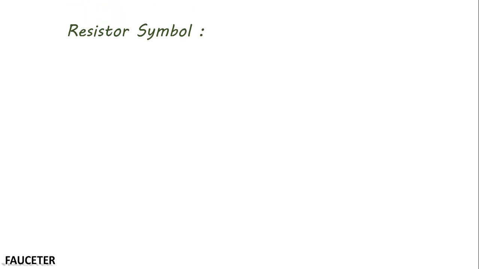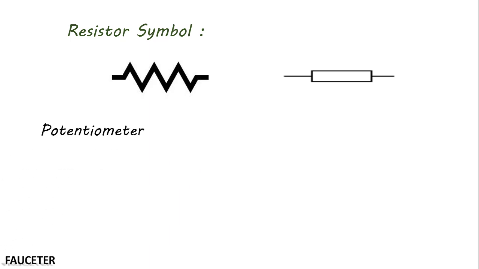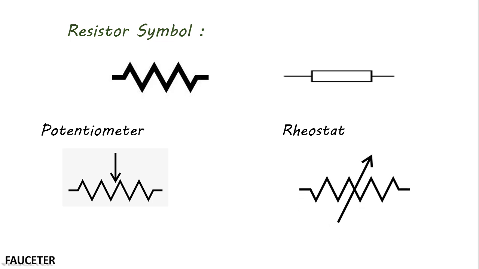Now we look at the resistor symbol. That symbol is widely used to represent the resistor in circuit diagrams. Potentiometer. It is also included in the resistor family. This symbol is used to represent a potentiometer. Then the variable resistor or rheostat. It is represented by this symbol.